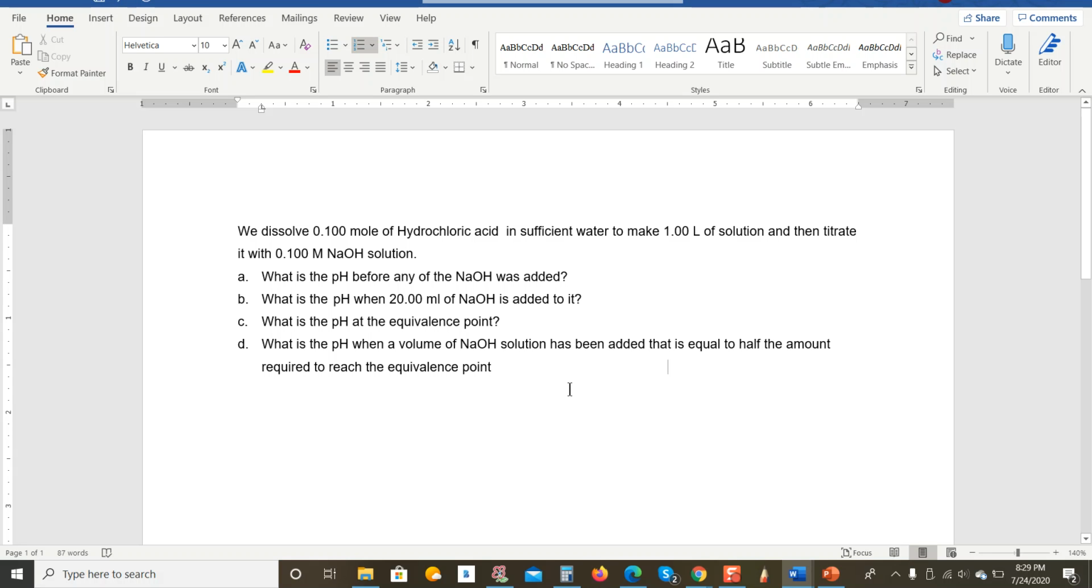So I created these problems so that we can get a feel for the type of problems that you can encounter when it comes to calculating the pH at any point in a titration experiment. So the question here says we dissolve 0.100 mole of hydrochloric acid in sufficient water to make it 1.00 liters and then titrate it with a 0.100 M sodium hydroxide solution. All right. So the first question is, what is the pH before any of the sodium hydroxide is added?